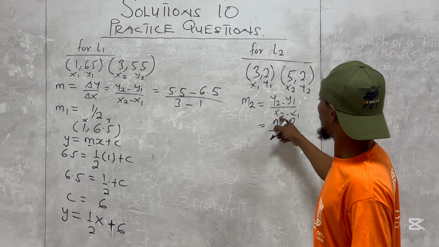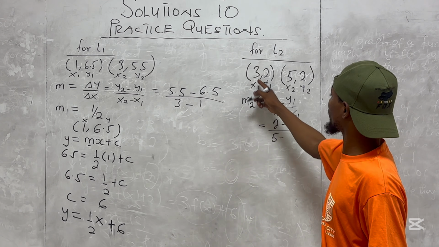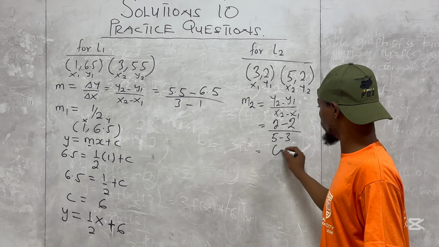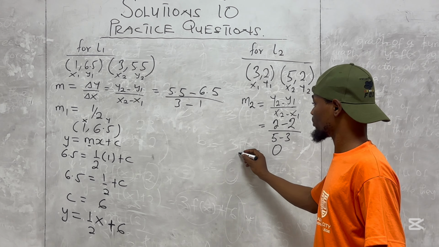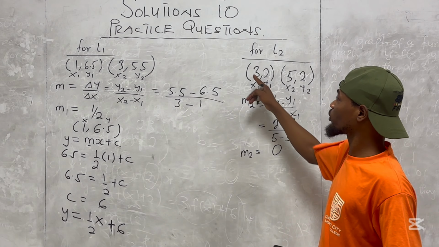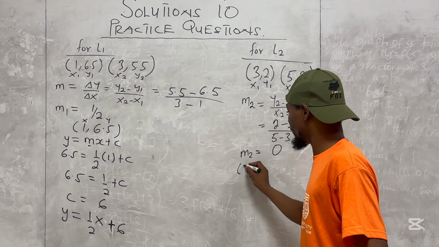over x2. x2 is 5 minus x1, which is 3. So everything goes to 0. Alright, so you can decide to pick this point or this point, okay? So I'm taking the first one, 3, 2.